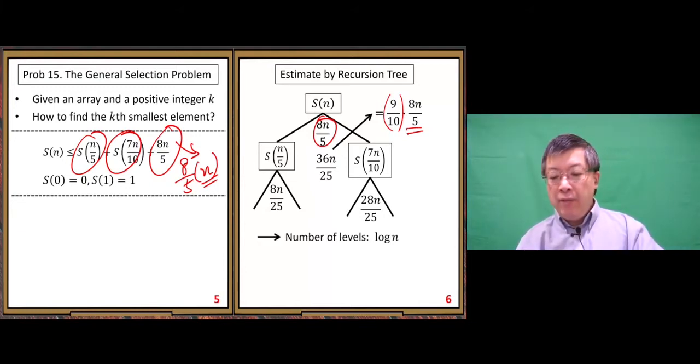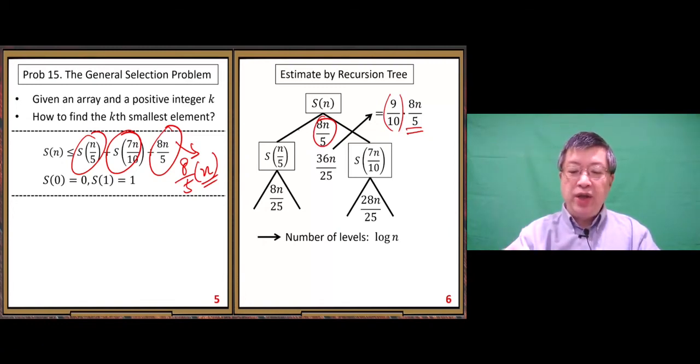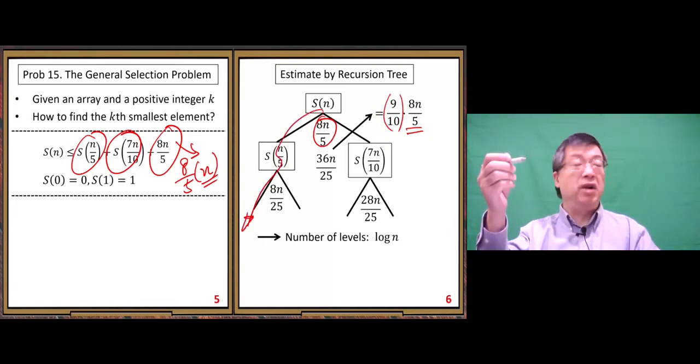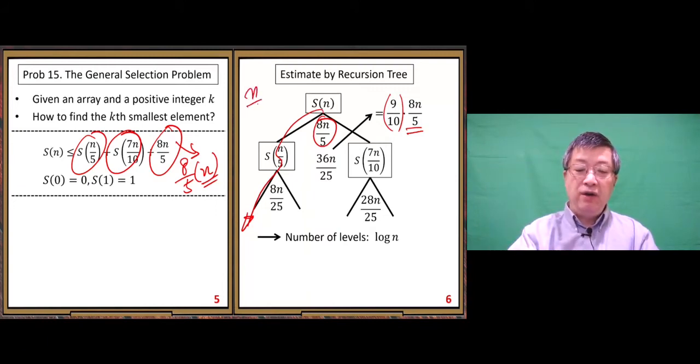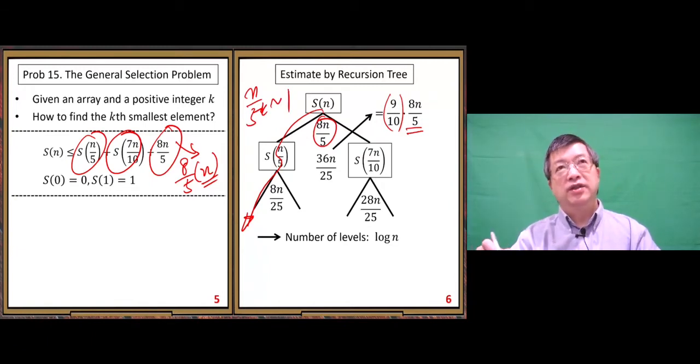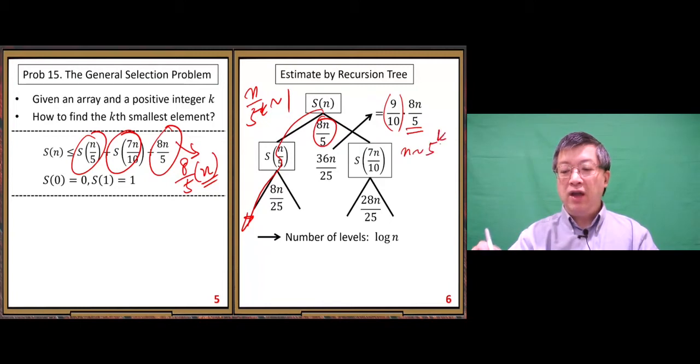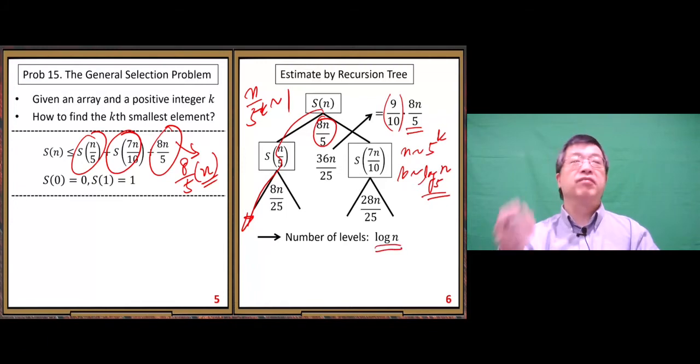The number of levels is still log n. Using the same way we did in the 3-element partition, n over 5 to the kth should be approximately equal to 1. So n is approximately 5 to the kth, and k is approximately log base 5 of n. This time it is log base 5, but we don't worry about the base number, just some constant.